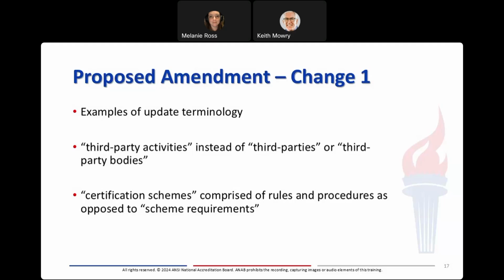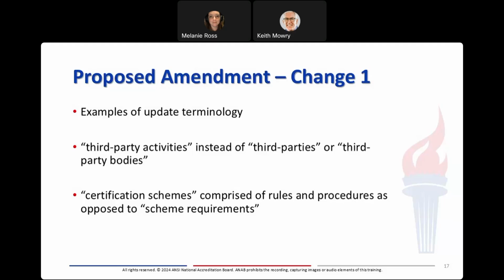17000/2020 defines third-party activities, and that's the only definition it has for anything about third party. And 17065 uses terms like third parties or third party bodies. So there's a little disconnect here. But we can get that straightened out with some basic changes that clarify, but don't make any changes to the meaning of 17065.